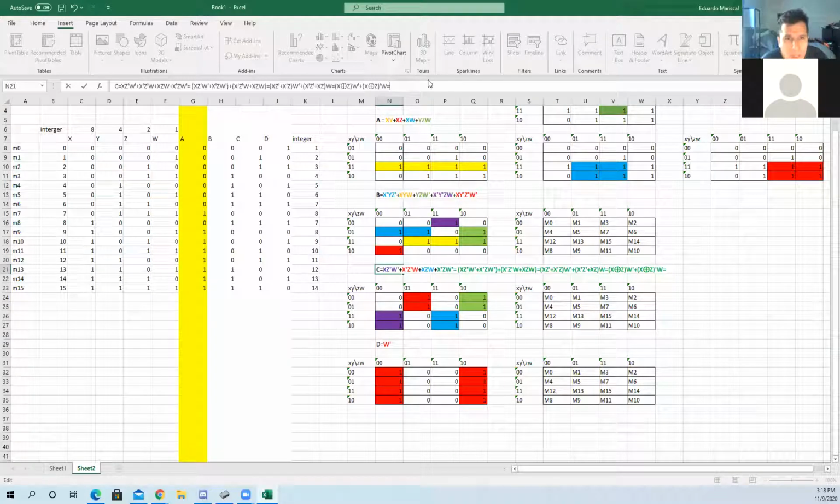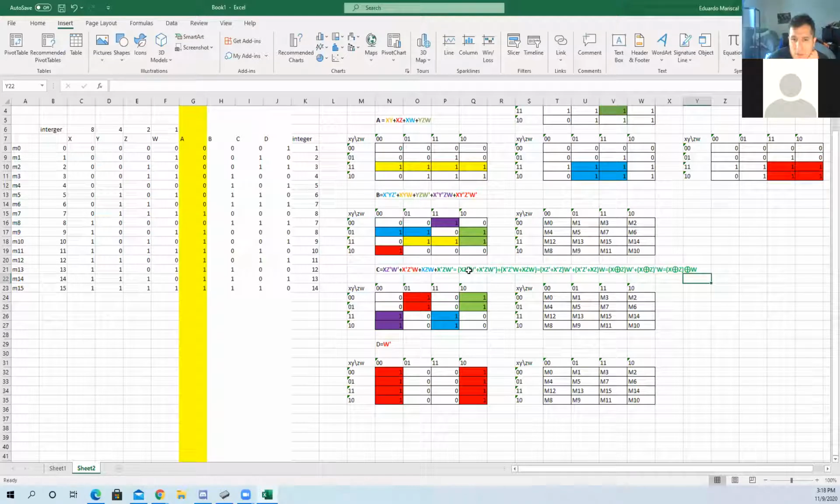So then you would get X, Z, W. And you can put parentheses right here if you want to, if that makes it easier for you. But that's what this is supposed to be turned out to be.